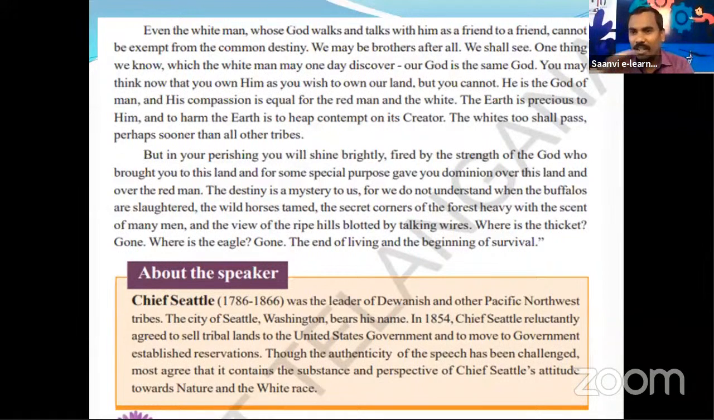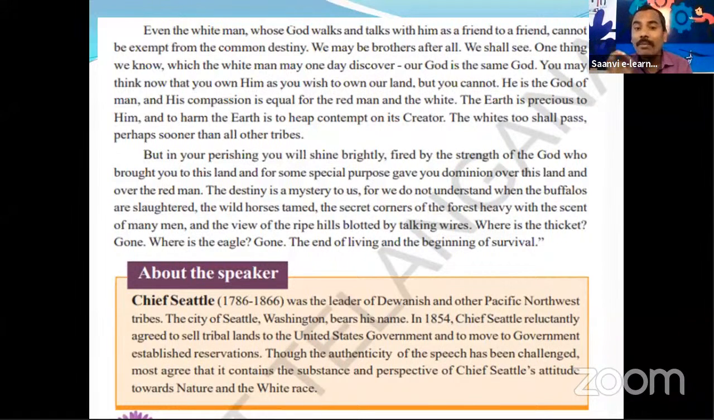The view of the hills may be removed to set up the factories, and on the hills there may be a lot of trees which give you fruits. All will be removed and replaced by talking wires, telephone wires. Where is the thicket? Where is the area of land where the trees are growing thickly? It will be vanished from the earth, gone. Where is the eagle?